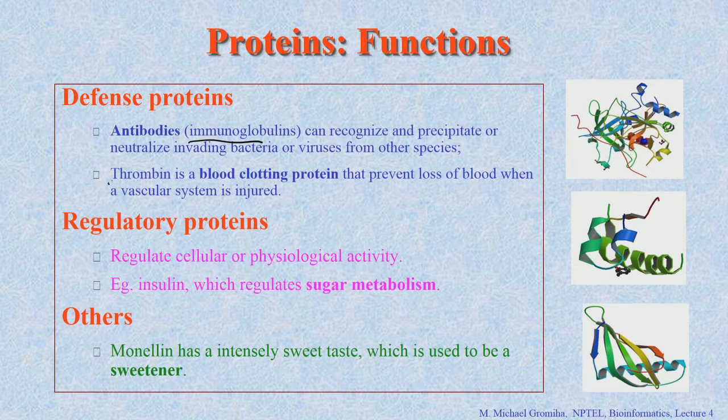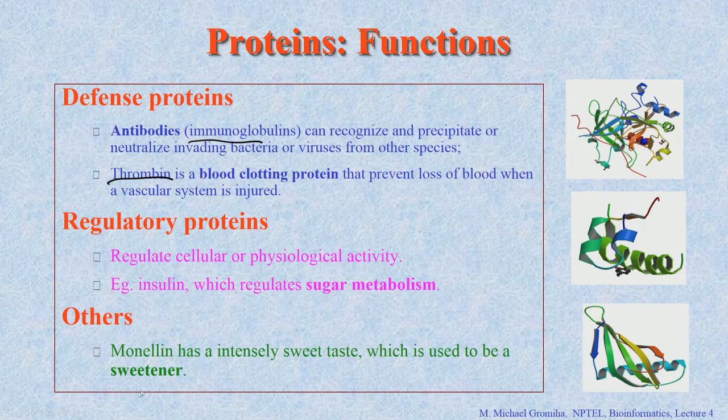Then there is another protein called thrombin. This thrombin is also very important because it is a blood clotting protein. When you get injured, it should clot. So, this helps when we get injured, to prevent the loss of blood in the vascular system. Then there are some proteins acting as regulatory proteins, which regulate cellular and physiological activity. For example, insulin, a very well known example. It regulates sugar metabolism. If you have diabetes, you need to have insulin. So, this is the one which regulates cellular physiological activity.